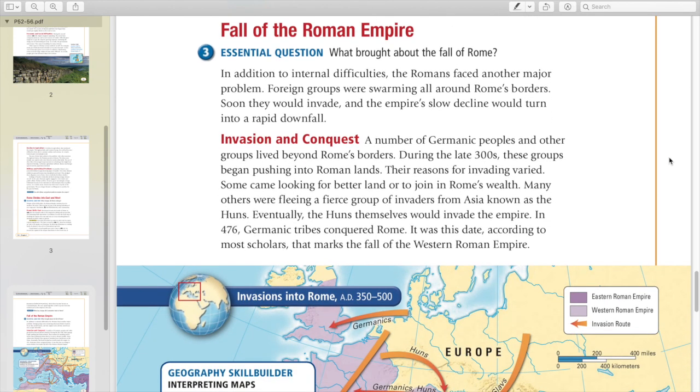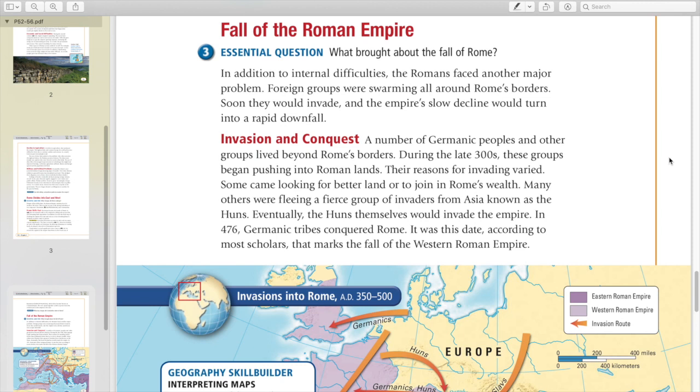Fall of the Roman Empire. Essential question: What brought about the fall of Rome? In addition to internal difficulties, the Romans faced another major problem. Foreign groups were swarming all around Rome's borders. Soon they would invade, and the empire's slow decline would turn into a rapid downfall.